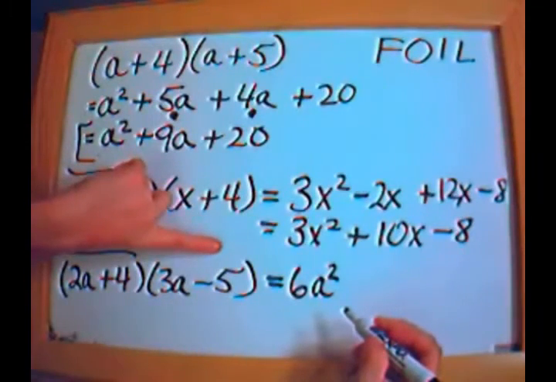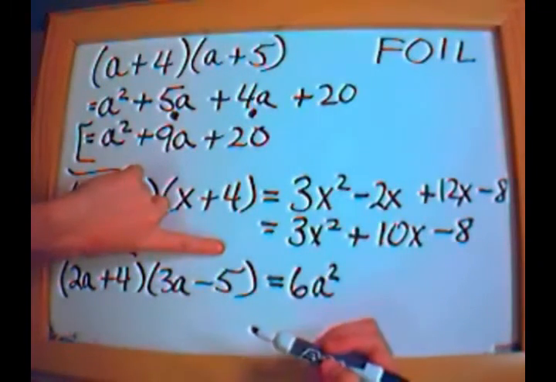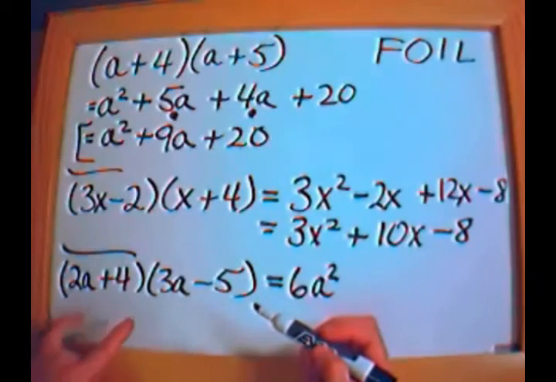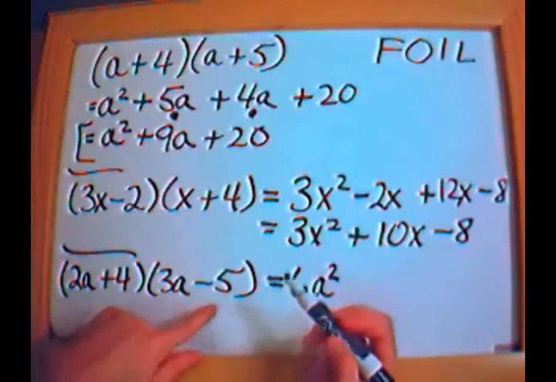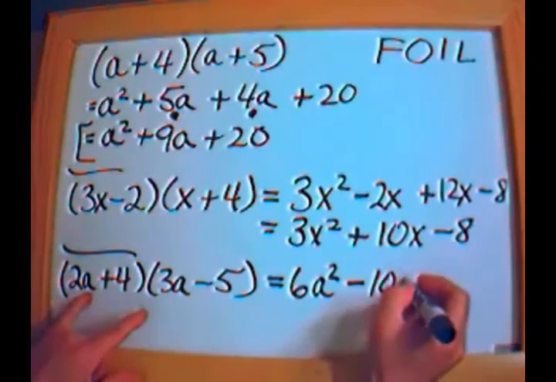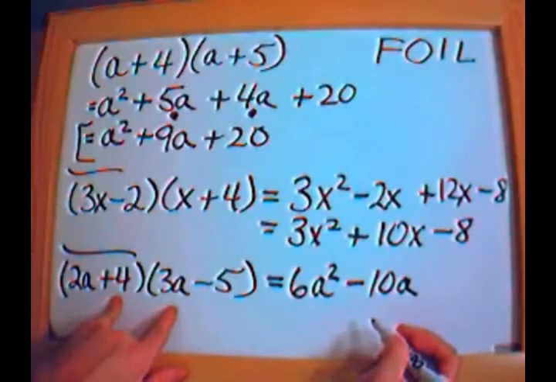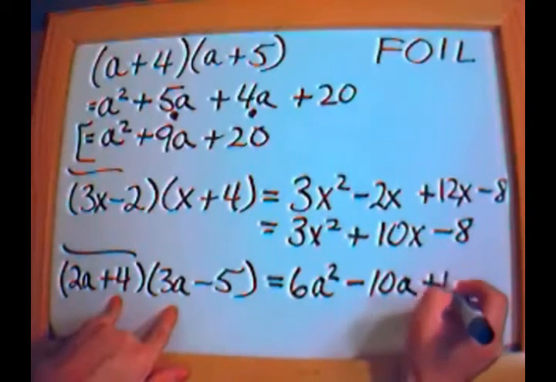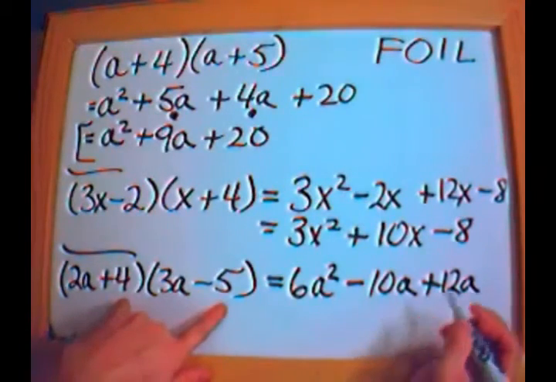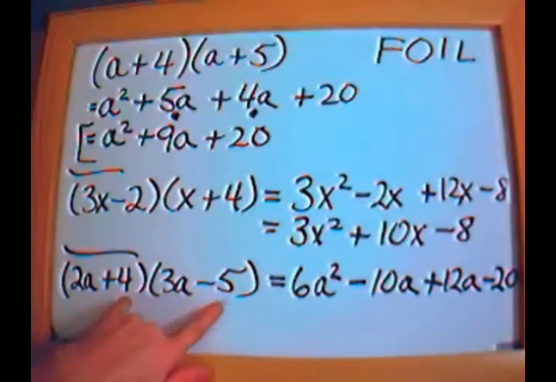The outside terms are supposed to go FOIL outside. 2a times 5. This one and this one. 2 times negative 5 is negative 10. And the a comes along for the ride. The inside term is 4 times 3a, which is 12a. And the last term is 4 times negative 5, which is negative 20. Right?